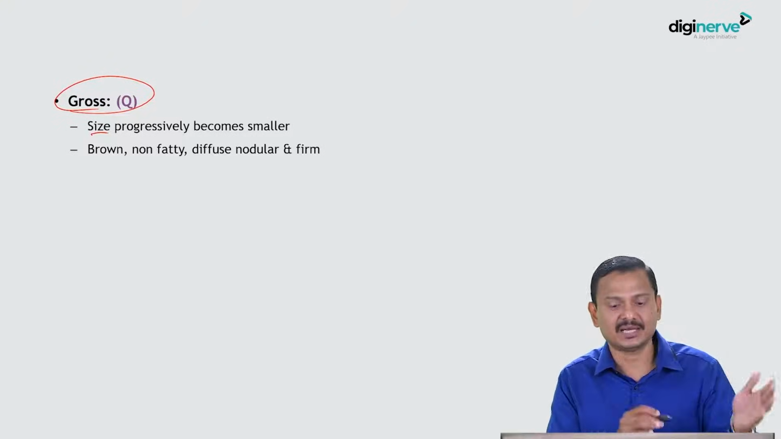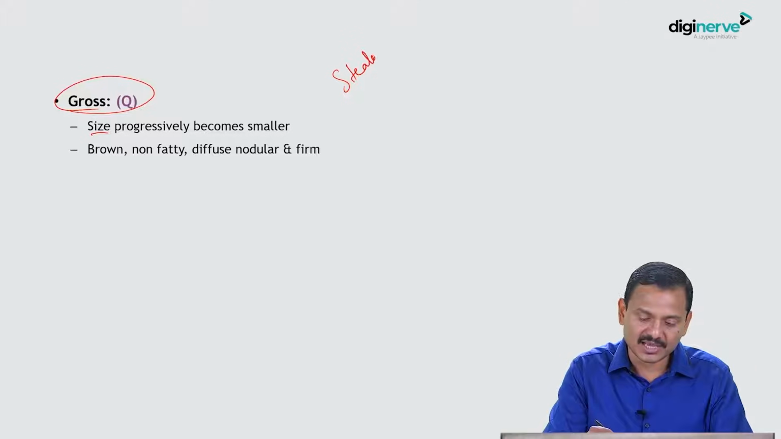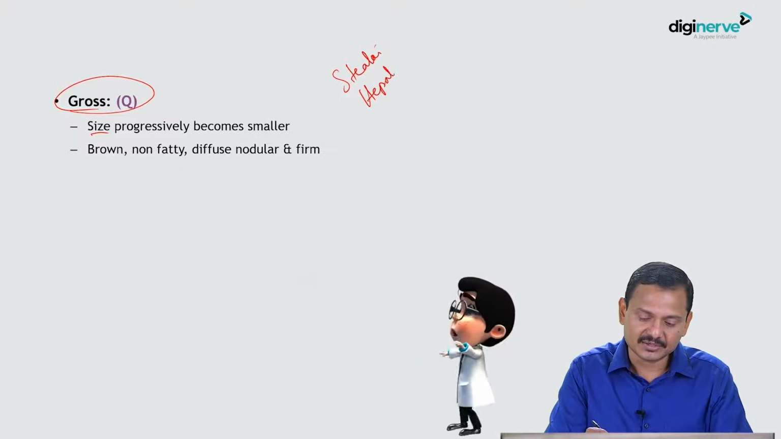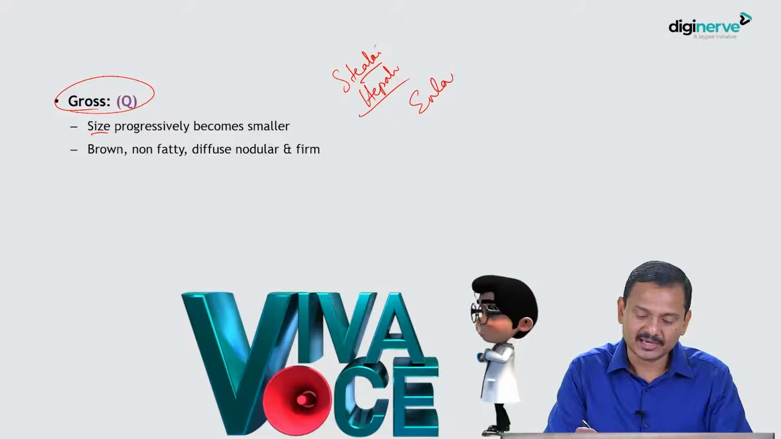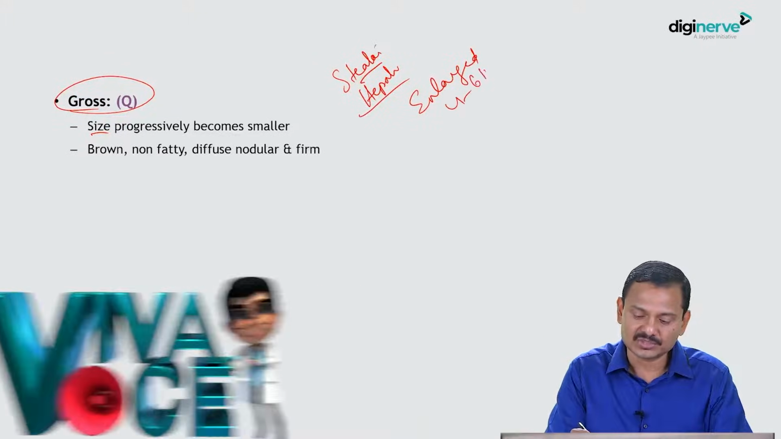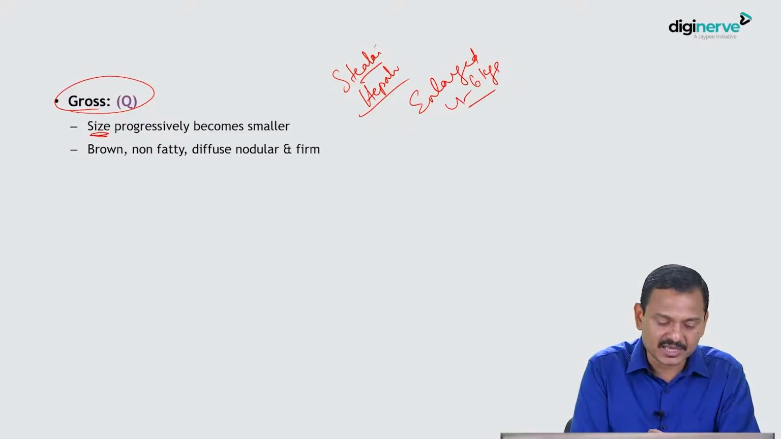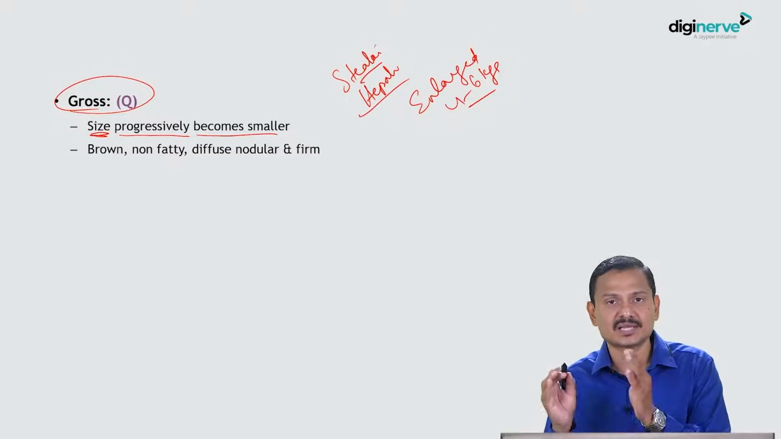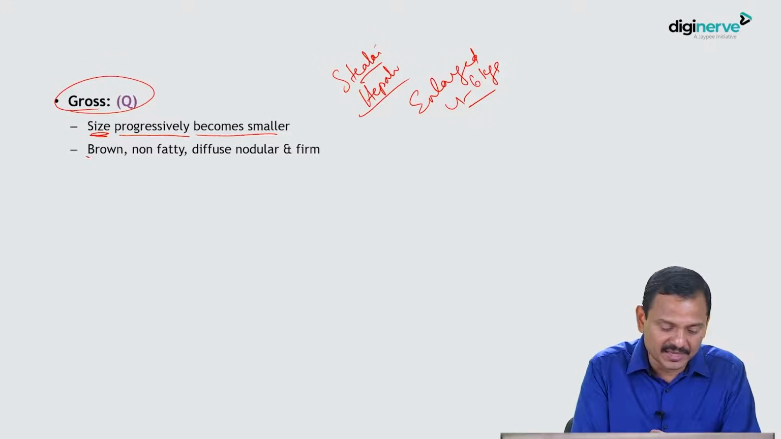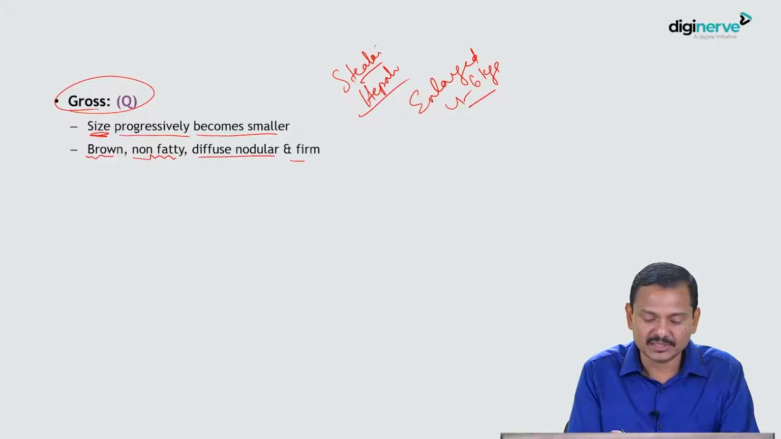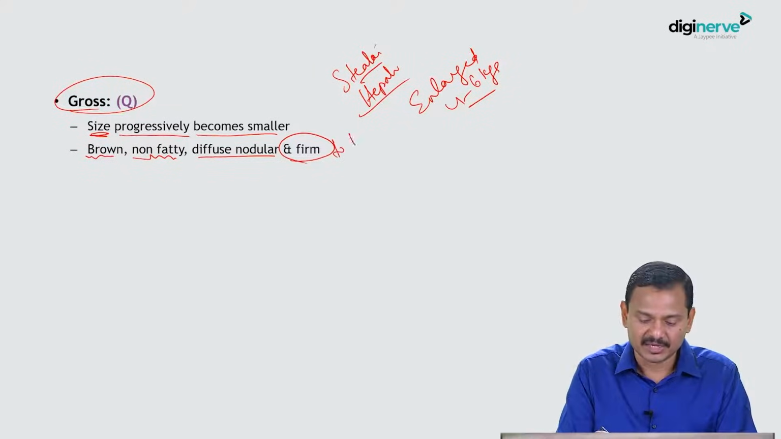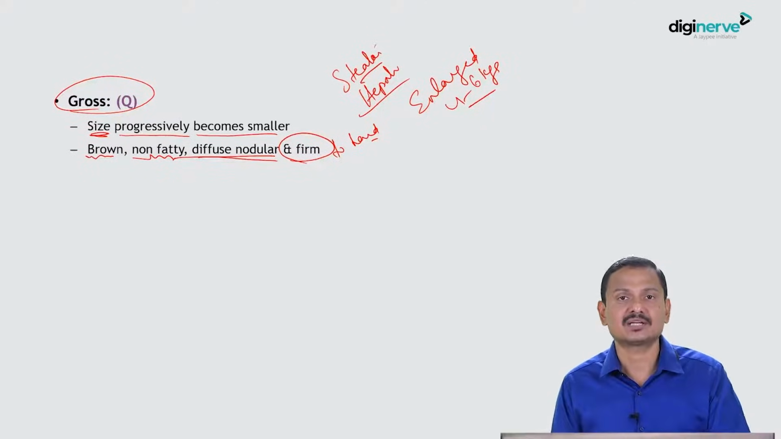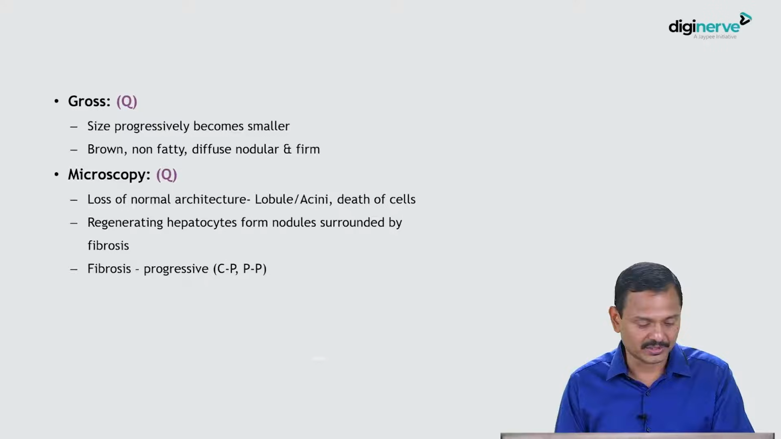And then we go to examine the gross specimen, or how the liver looks in gross. In both steatosis as well as hepatitis, the liver was enlarged. I told you it can go up to 4 to 6 kgs, but here you see the size progressively becomes smaller. As the disease goes towards cirrhosis, the size becomes smaller and smaller, and the color will be brown. It will be non-fatty, nodular, and firm to hard. Whereas there it was firm, and in steatosis it was very soft to feel.